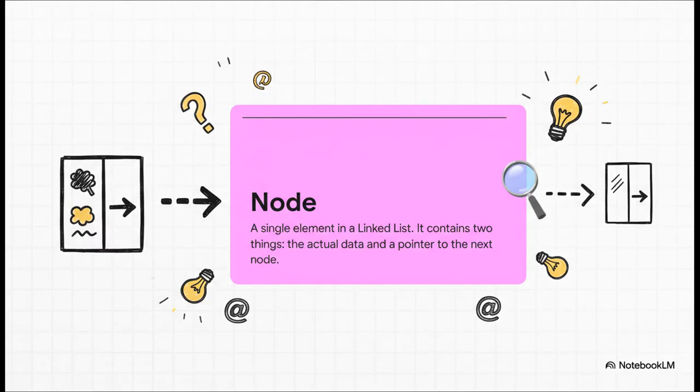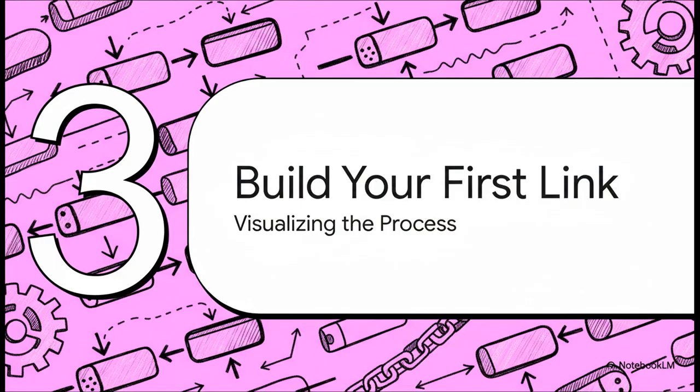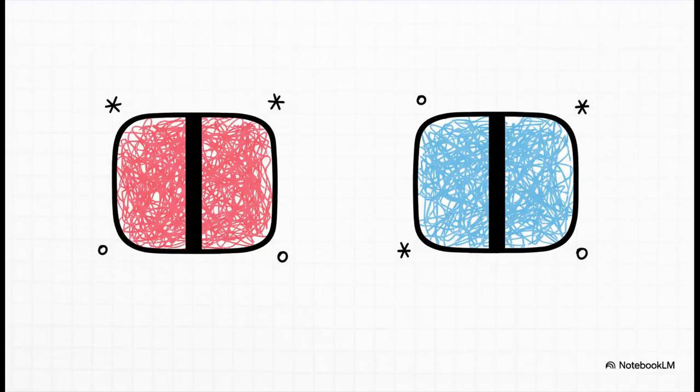So let's break that down. A node is really just a simple container, like a little box with 2 compartments. The first part holds your actual data, could be a number, a name, whatever. The second part holds that magic pointer, the address that tells you exactly where to find the next node in the chain. Okay, that's enough theory. Let's get our hands dirty, so to speak, and see how you would actually build one of these chains from scratch.